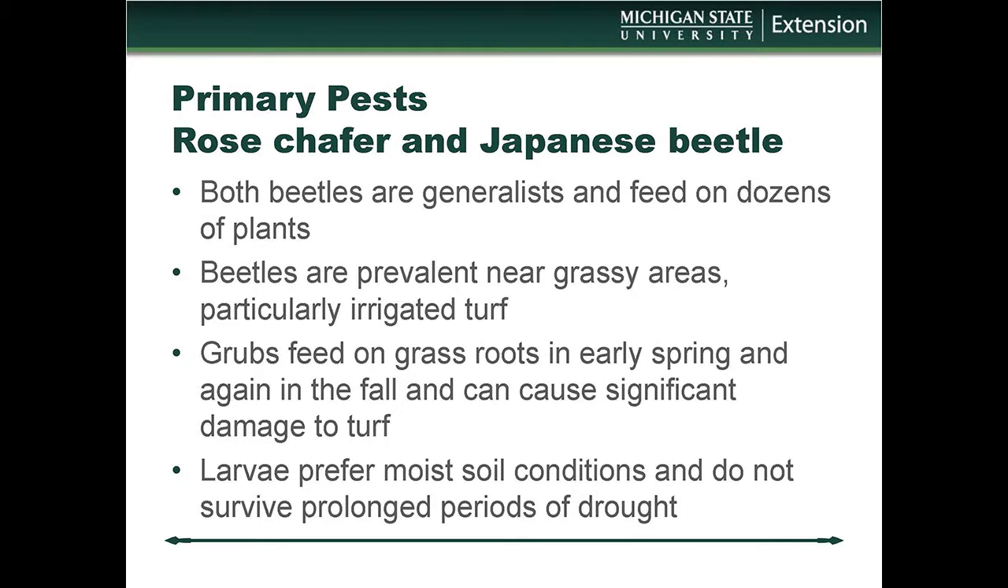Rose chafer and Japanese beetle, they're generalist feeders. They feed on a lot of things, including hops. I've lumped them together here because they really are treated the same way. We scout for them the same way. They have a grub stage. Their larva feeds on the roots of grass. So if you have fallow fields or grassy areas, you might see more around your area.